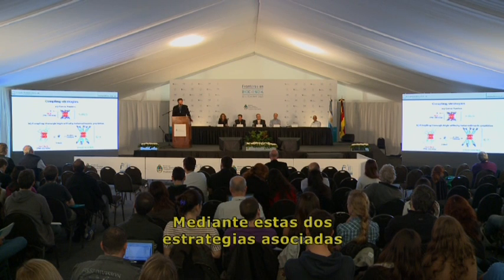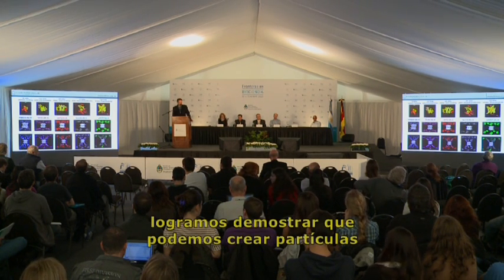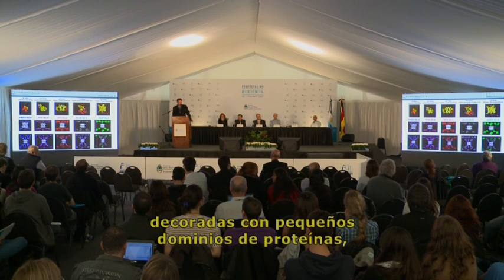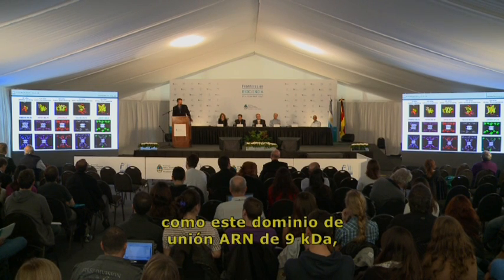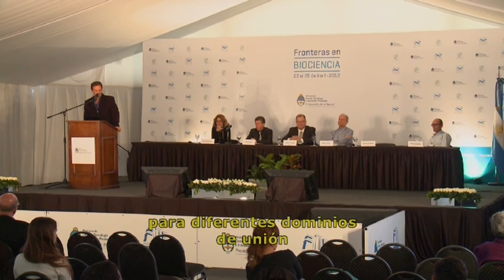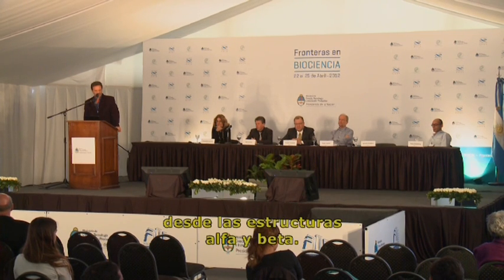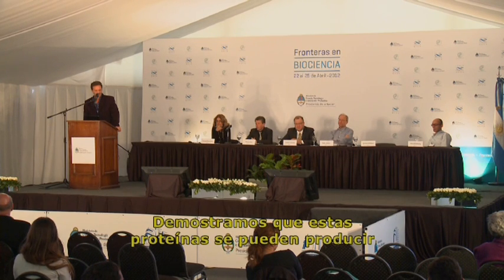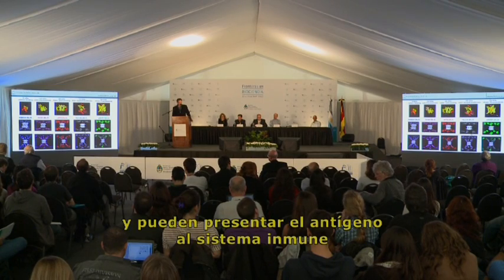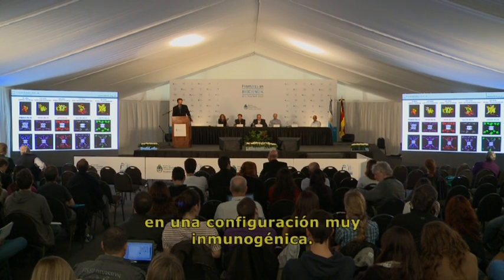So using these two different coupling strategies, we were able to demonstrate that we can create particles decorated with small protein domains, like this 9 kDa RNA binding domain, to different binding domains with different activities and different topology, from alpha and beta structures. And we were able to demonstrate that this protein can be produced and can present the antigen to the immune system in a very immunogenic setting.